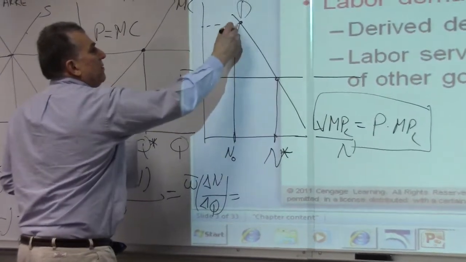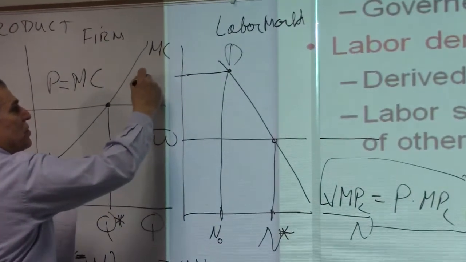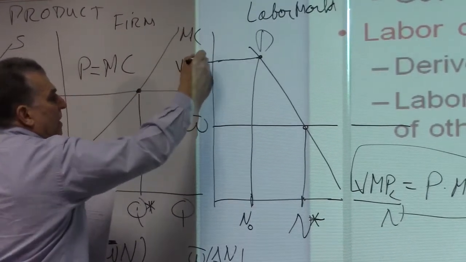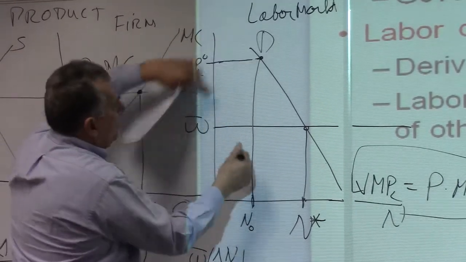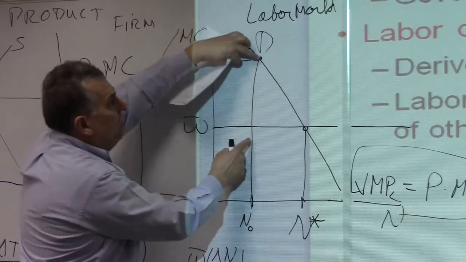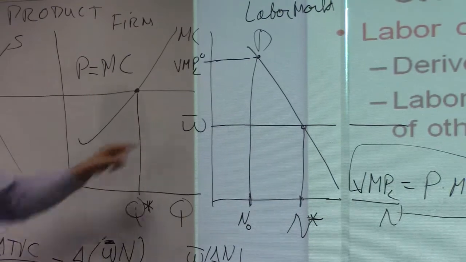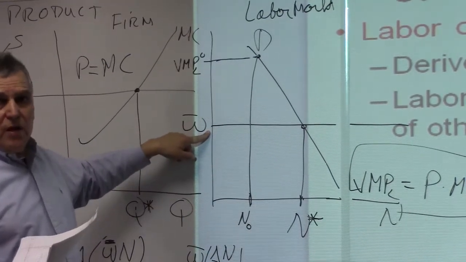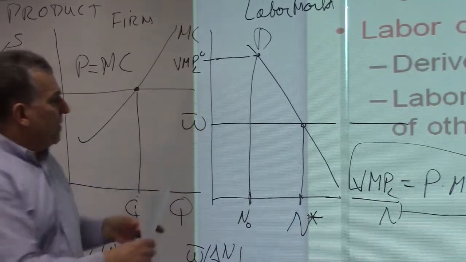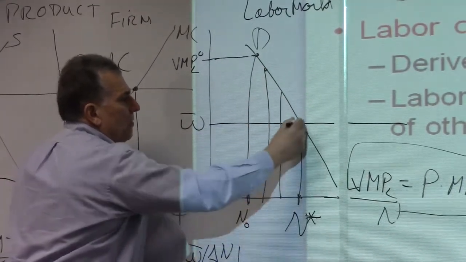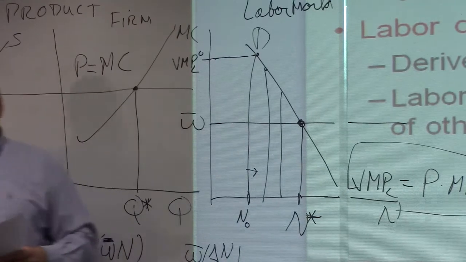Goes up to the demand curve at N0, the value of the marginal product at N0 is greater than the wage rate, meaning workers and what they produce is generating more revenue to the company than what it costs them per unit of labor, per hour. So they keep hiring and they increase until equilibrium, the two are equal.